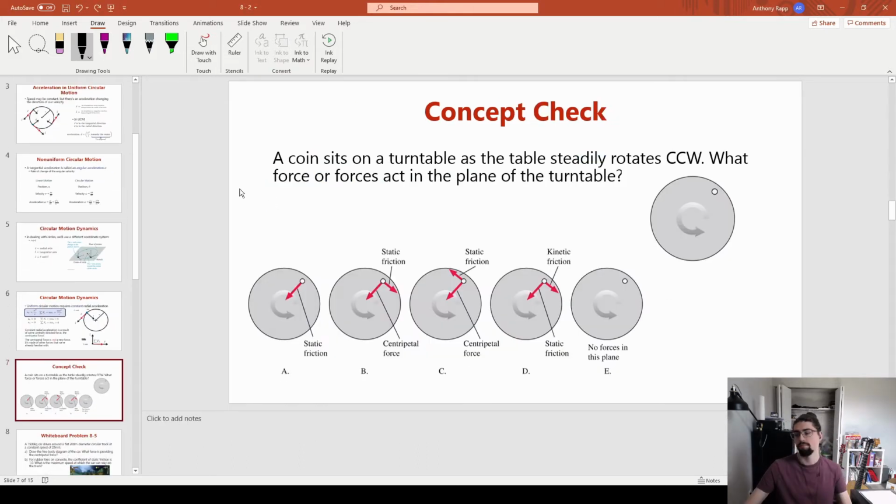So, let's imagine. A coin sits on a turntable as the table steadily rotates counterclockwise. What force or forces act in the plane of the turntable? So the little white dot is the coin. The big gray disc is, of course, the turntable because, I don't know, I guess they make them in light gray. What forces do we expect to see?